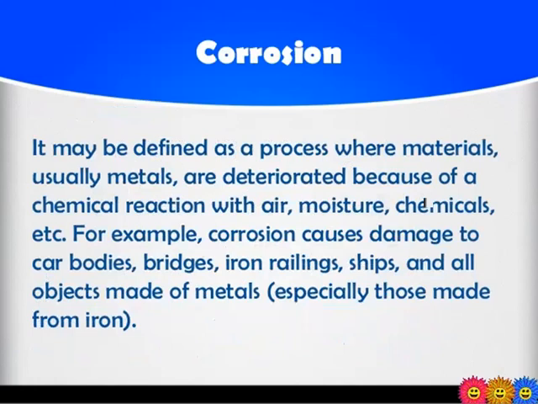Corrosion may be defined as a process where materials, usually metals, are deteriorated because of a chemical reaction with air, moisture, chemicals, etc. Corrosion causes damage to bodies, bridges, railings, ships and other objects made of metals, especially of iron.